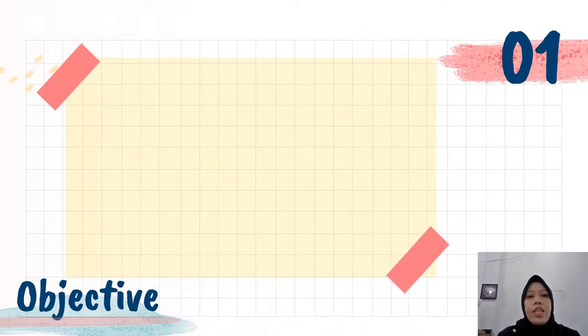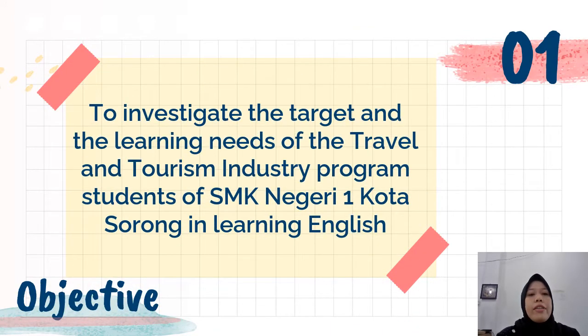The objective of this research is to investigate the target and the learning needs of the travel and tourism industry program students of SMK Negeri 1 Kota Sorong in learning English.